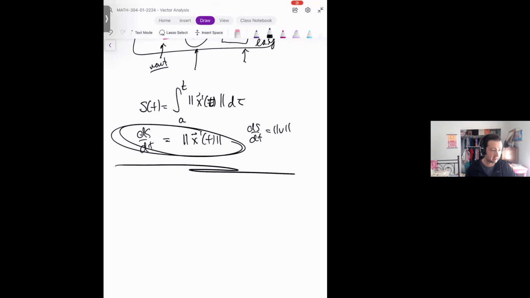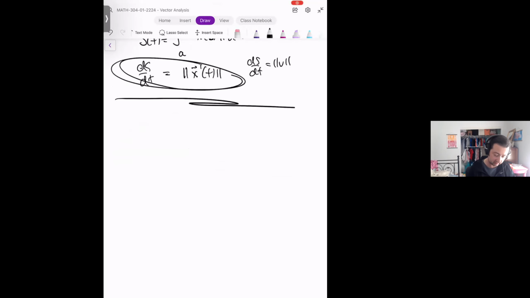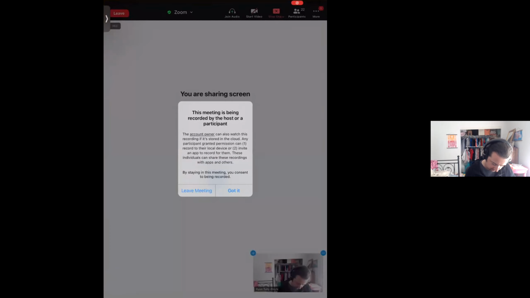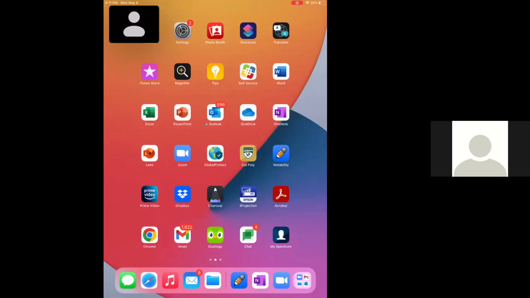Let me just briefly reorient us on where we're going. In fact, I might turn off this share and show you what's going on. I can pause this, I think. No, that's not what I want. How do I turn this off?